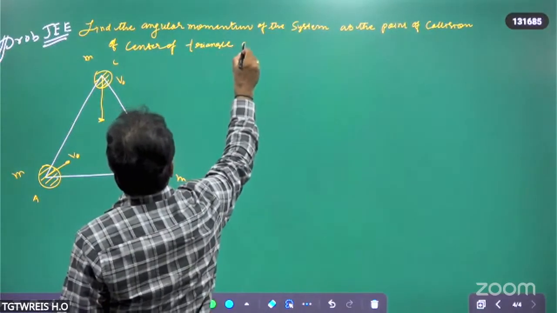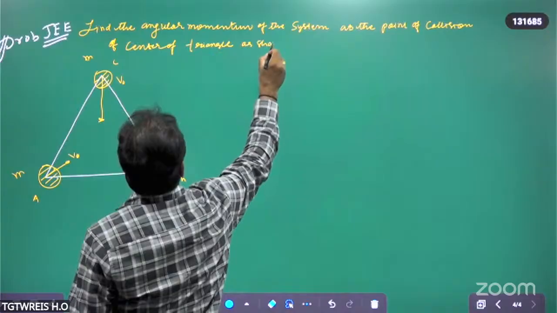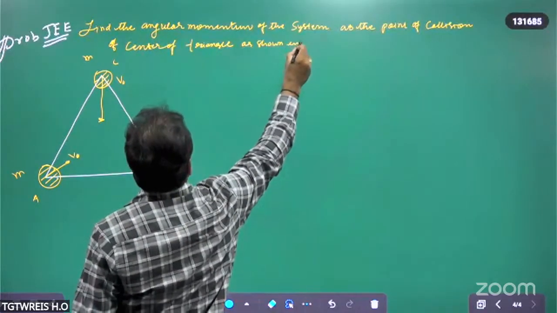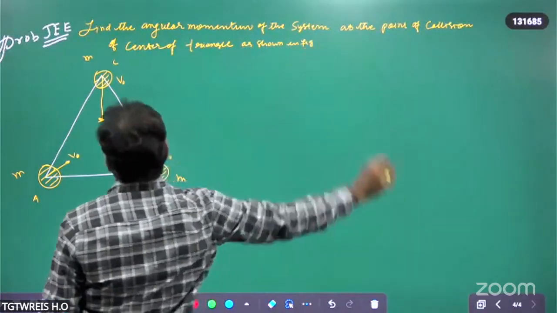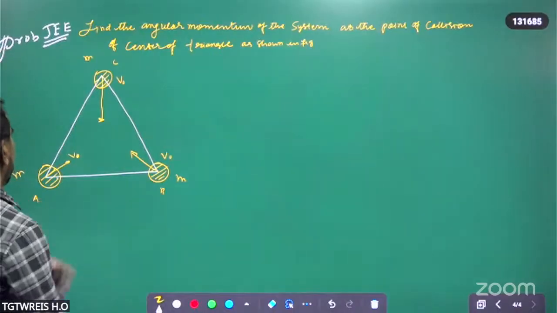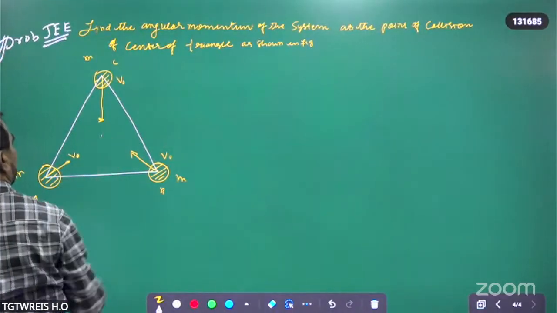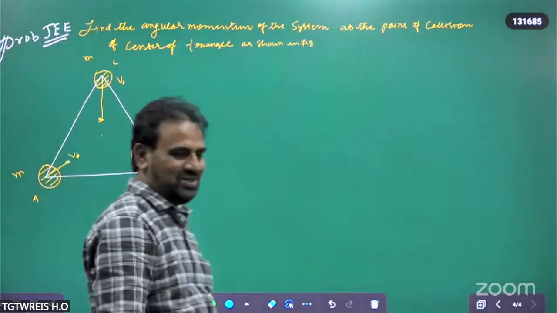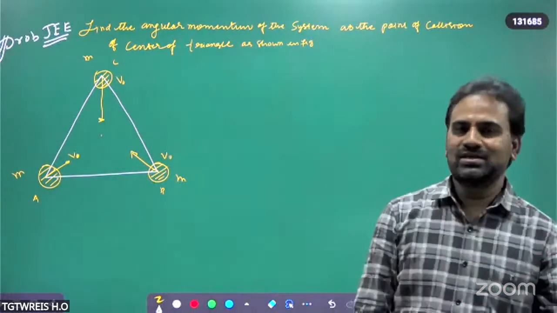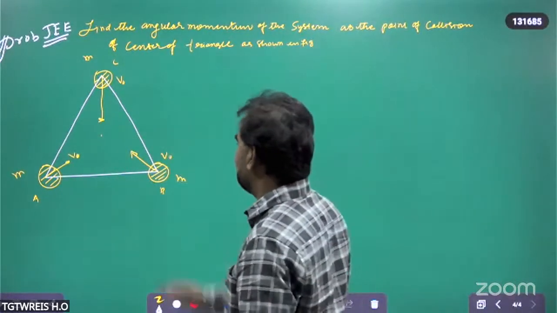Center of the triangle, as I showed in the figure. At this point, the center, we have to calculate the angular momentum. Okay, how is it calculated? Every particle is given the same velocity.